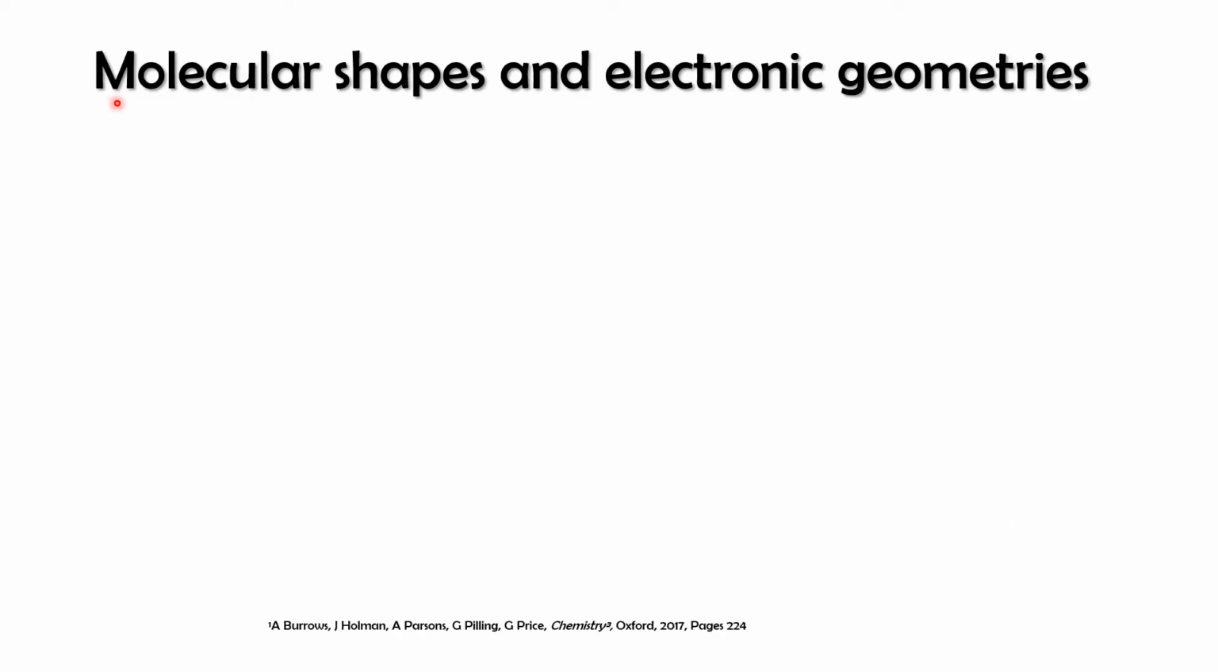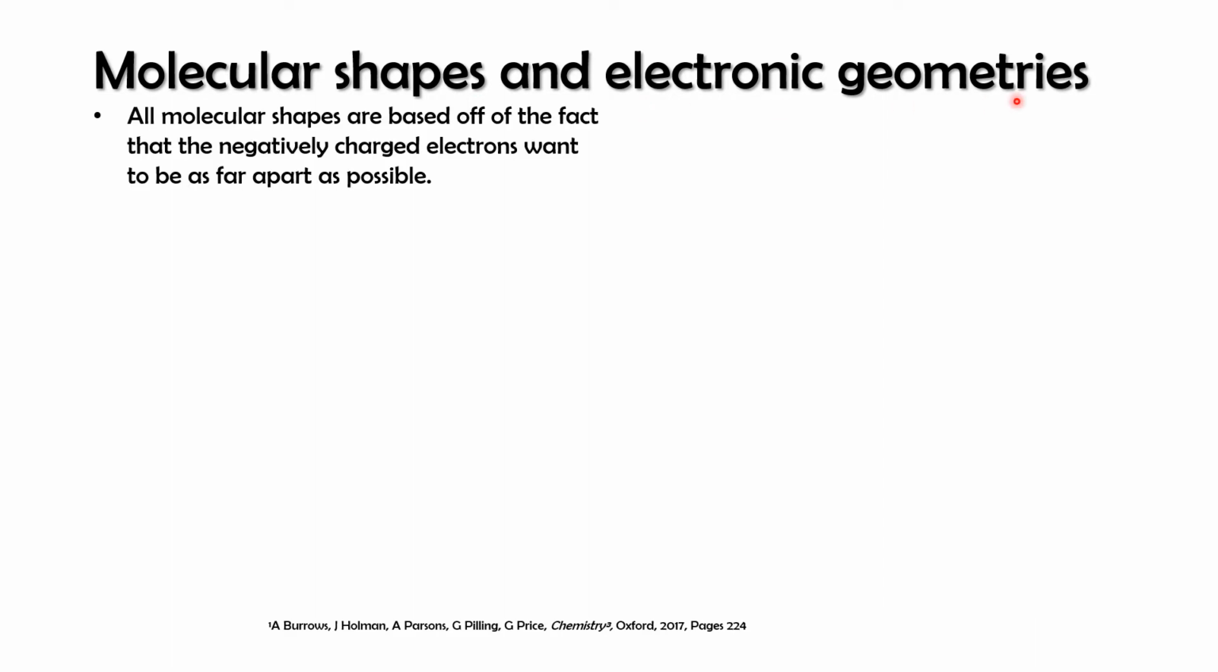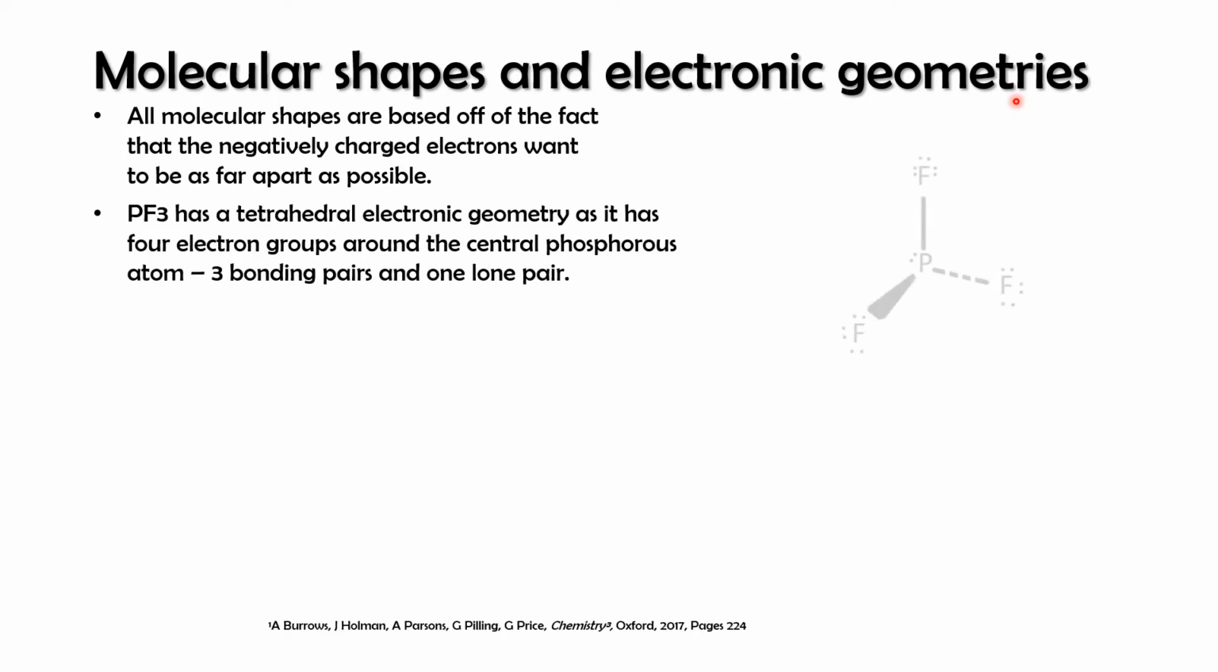This next slide is about molecular shapes and the electronic geometries of those molecules. So different molecular shapes occur due to different numbers of bonding and lone pairs of electrons. This is because electrons are negative and they want to maximize their distance apart. For example, phosphorus trifluoride has a tetrahedral electronic geometry because we've got 4 electron groups. So I'll just highlight them. We've got the first bonding pair, the second bonding pair, third bonding pair, and a lone pair here.